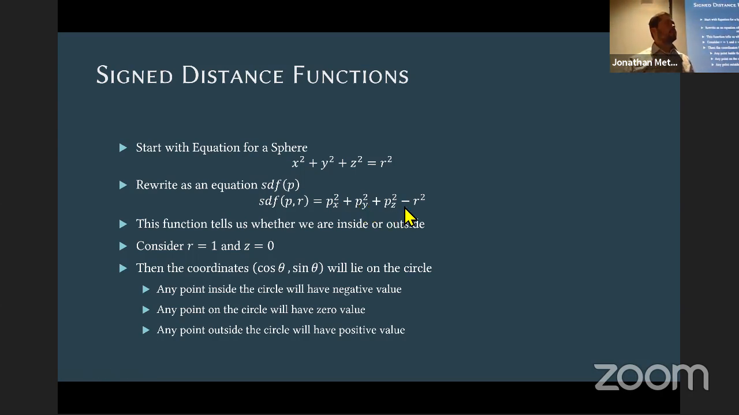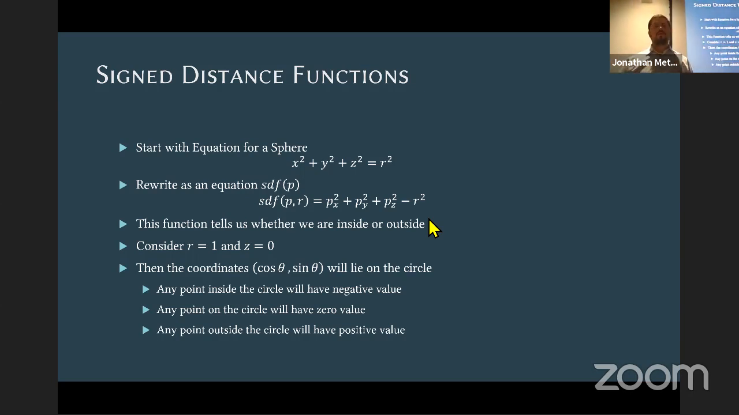We'd actually want to take the square root of that. I think that's a typo. But the function is going to tell us whether we're inside or outside. So if we're inside, then we would expect the length of our point, if it's inside a unit sphere, to be less than 1.